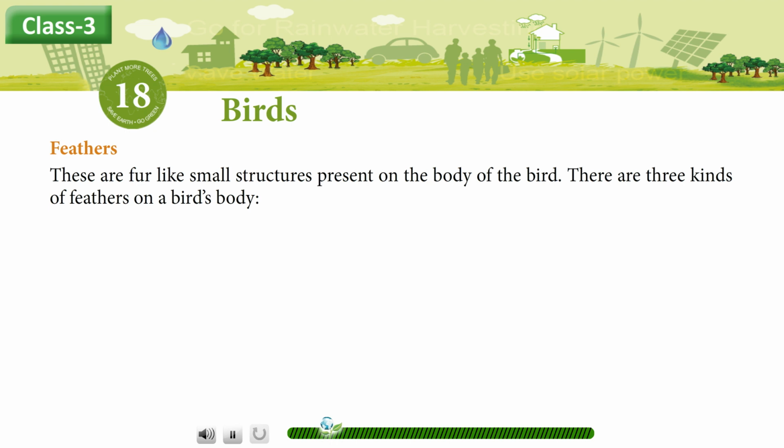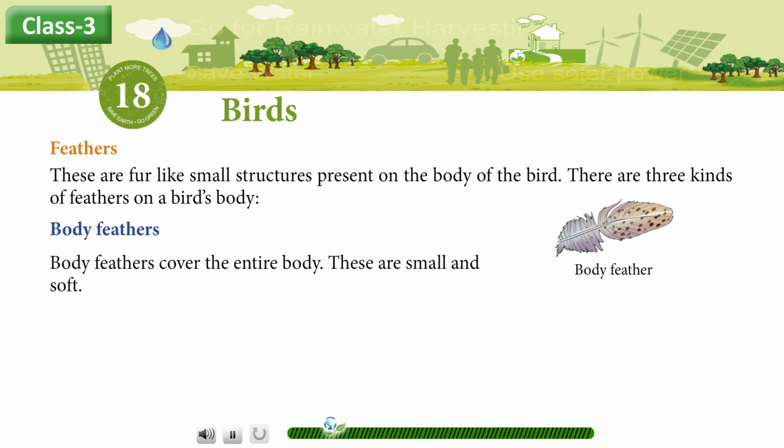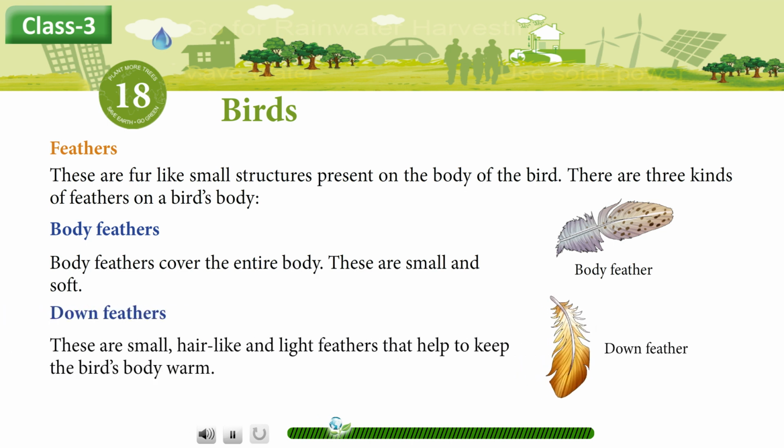There are three kinds of feathers on a bird's body. Body feathers. Body feathers cover the entire body. These are small and soft. Down feathers. These are small, hair-like and light feathers that help to keep the bird's body warm.